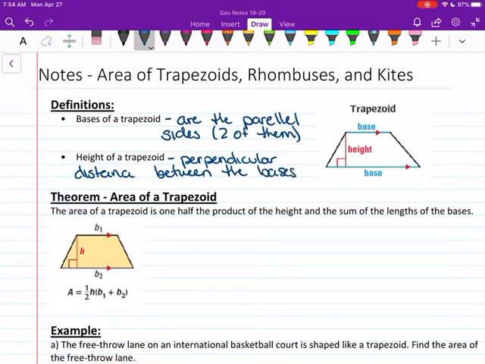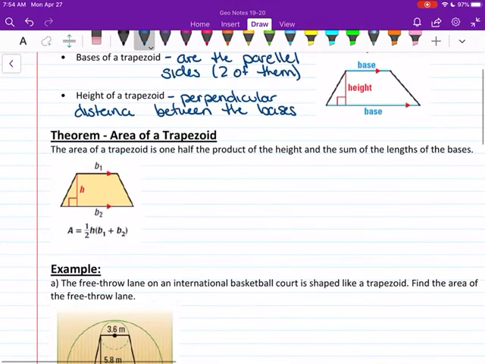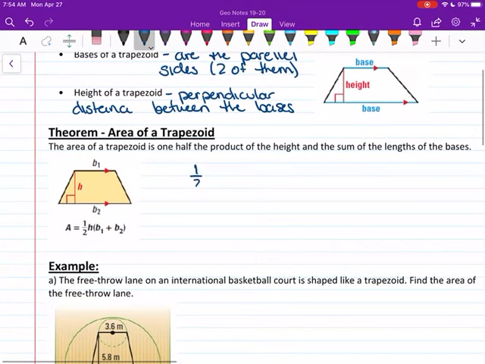Okay, so our first theorem is the area of a trapezoid. The area of a trapezoid is 1/2 the product of the height and the sum of the lengths of the bases. So essentially what's happening here is we are averaging the bases, right? So 1/2 times base 1 plus base 2 is the average of the bases.